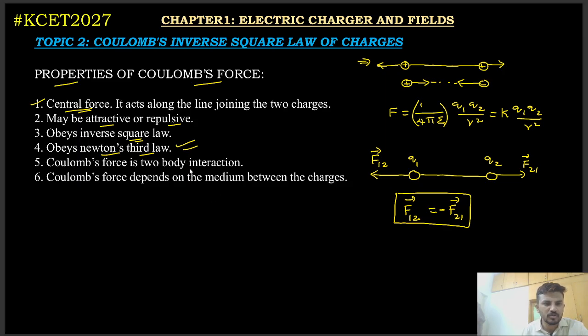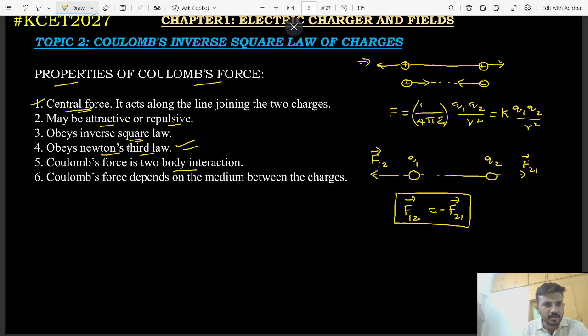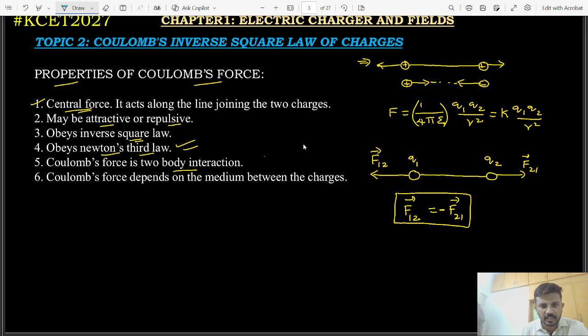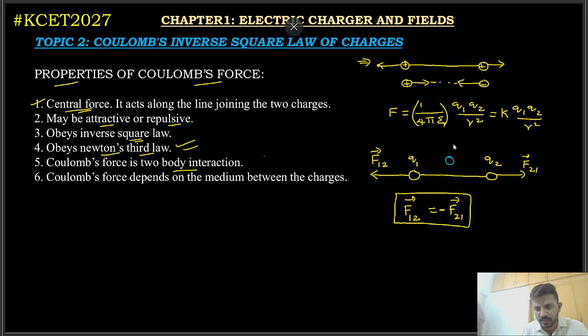Then we have, Coulomb force is a two-body interaction. That means if two bodies are considered here and the charges are considered, if I bring one more charge near it, this is Q3, will the force between these two charges change? No. So the F12 or F21 will not change. If at all I have to consider the effect due to Q3, we have to take it separately. That's why Coulomb force is a two-body interaction.